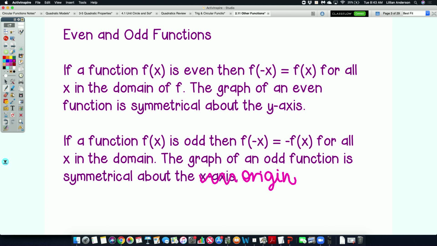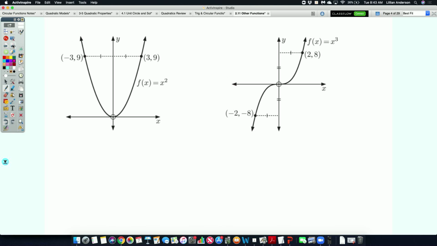So in other words, symmetry. If it's an even function, it has y-axis symmetry, which means you could fold along the y-axis, and the left side of the function matches up to the right side of the function. Your most prime example of an even function would be x squared. If an odd function is symmetric about the origin, that means you could take one half of it, reflect it over the x-axis, reflect it over the y-axis, and one half will lie right on top of the other half. Your most basic odd function would be x to the third.